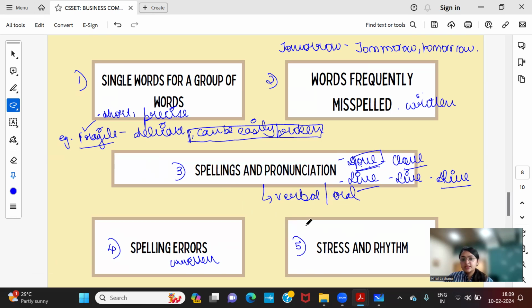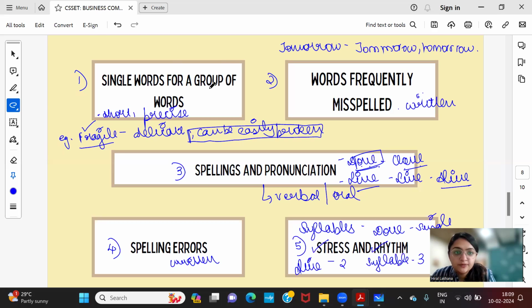Next, stress and rhythm. This speaks about the syllables that we have in the English language. If I am saying dove, dove is a single syllable. Next, if I am saying alive, there are two syllables, and in syllable, there are three syllables. So depending on the number of syllables in the word, the stress or emphasis needs to be given on that particular word. And the rhythm in which we are communicating, the modulation, the tone will all depend on the number of syllables and the context in which we are communicating.